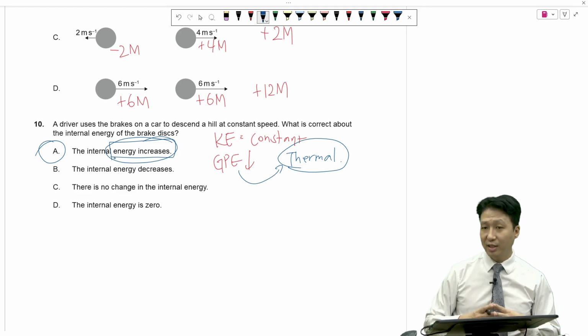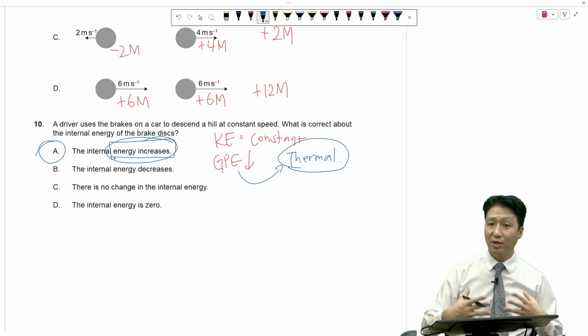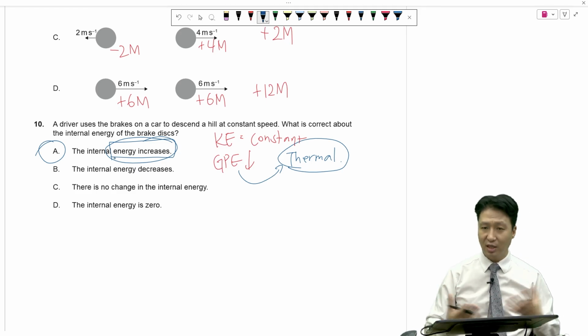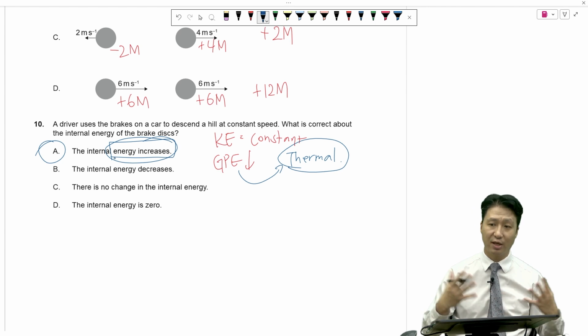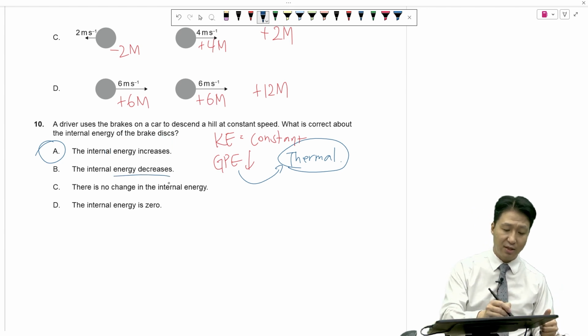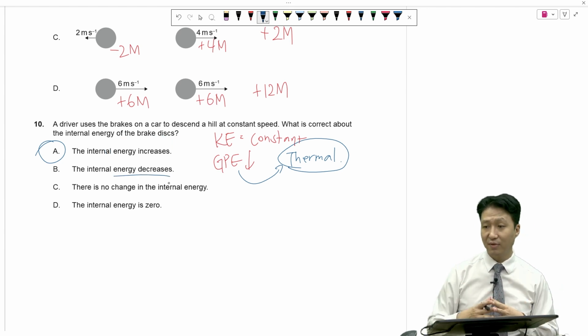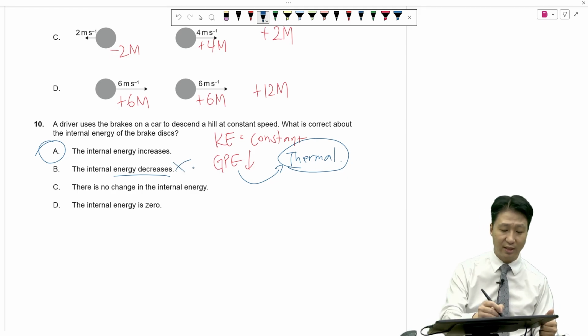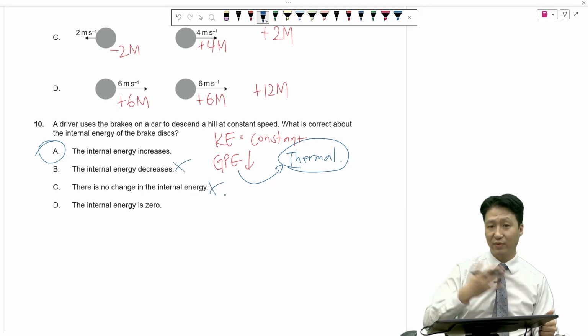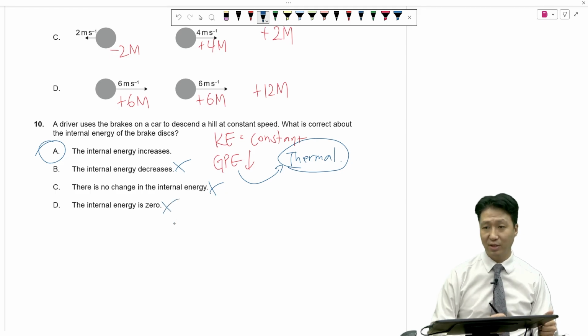If you think about it logically, thermal energy increasing would be equivalent to it getting hotter. And we know that due to friction, things will get hotter. And then internal energy decreasing would be the equivalent of something getting colder, which is not the case. There has to be a change of internal energy because the gravitational potential energy has to be going somewhere. And that internal energy cannot be zero.